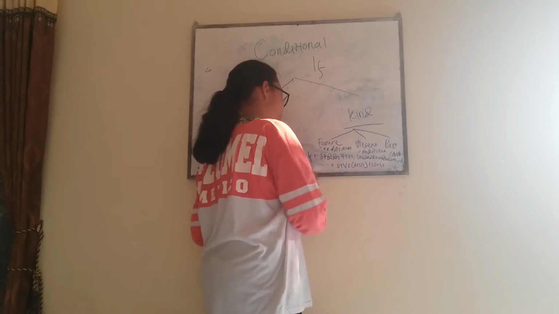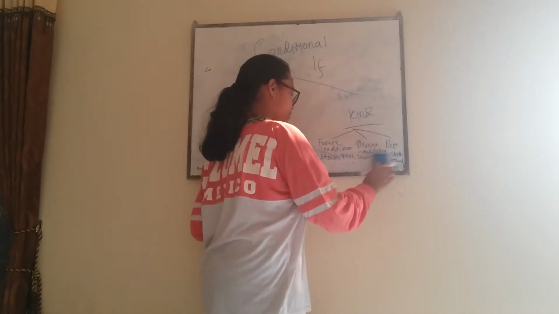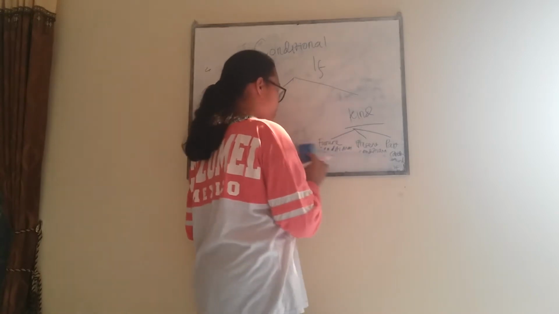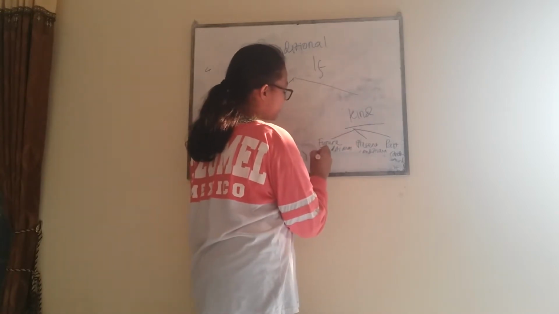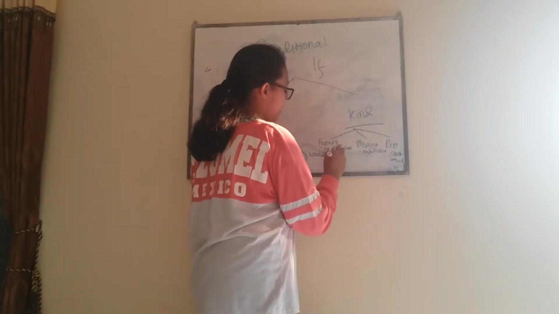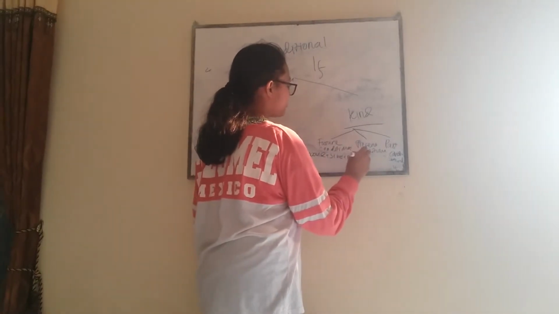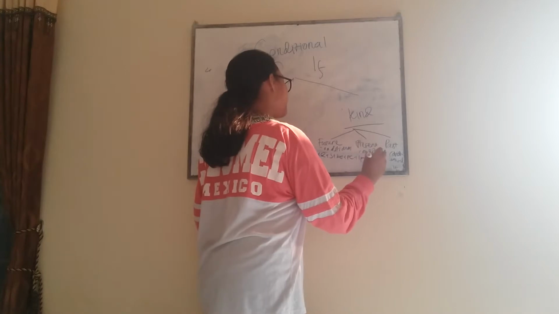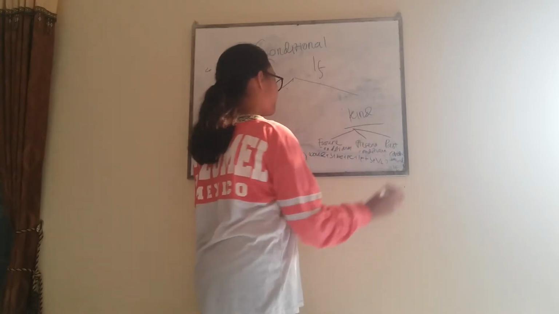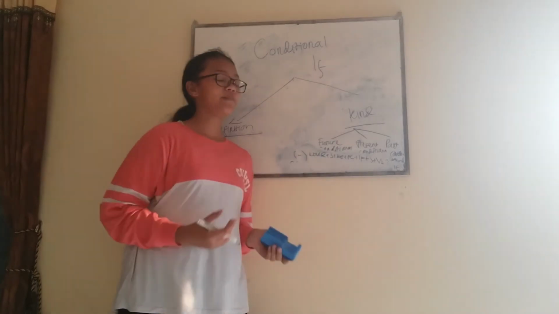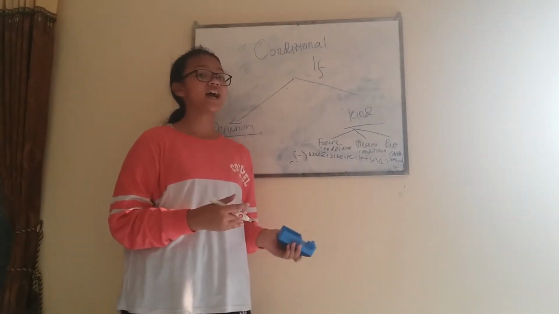And in interrogative, the pattern is would plus subject plus be plus predicate complement plus if plus subject plus verb 2. For example, would you be happy if you went to America now?